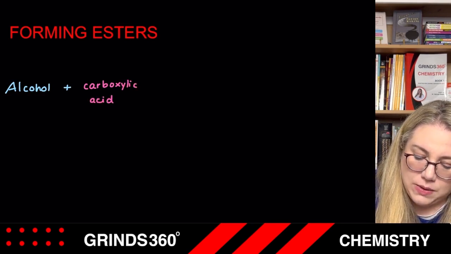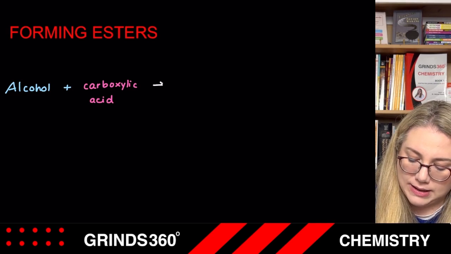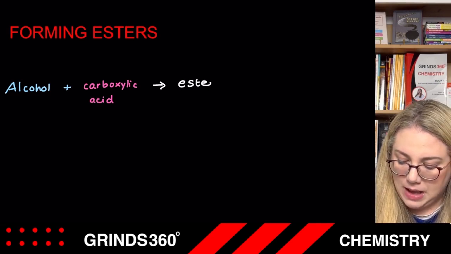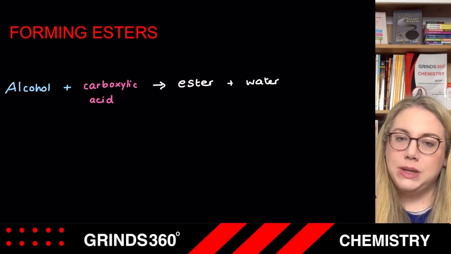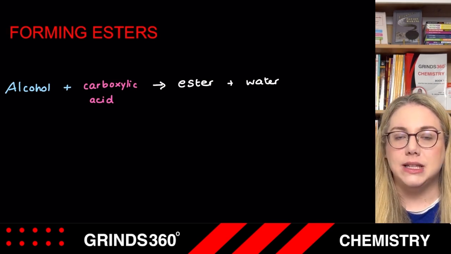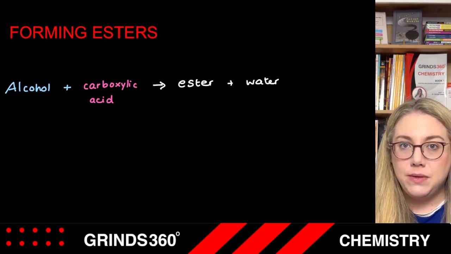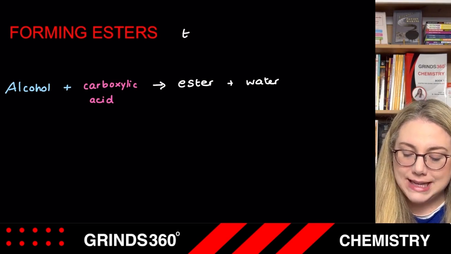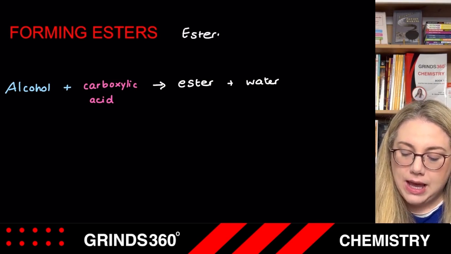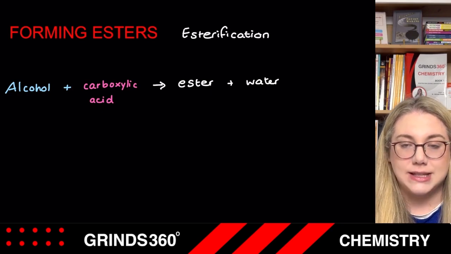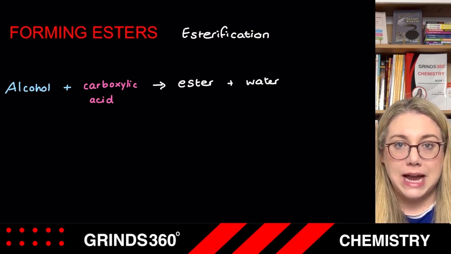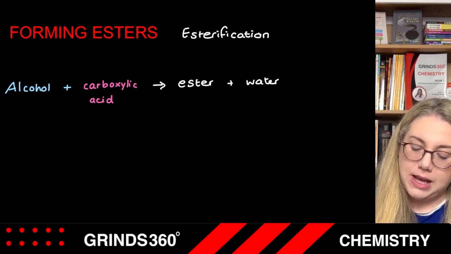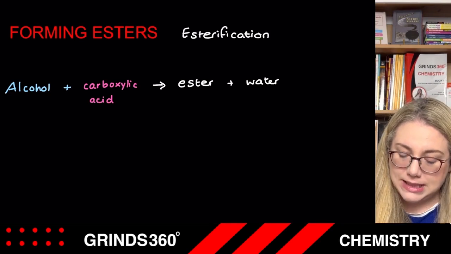And when the two of those combine, we form two products. We have an ester plus water. Now, any reaction between an alcohol and a carboxylic acid that forms an ester, the name of this type of reaction is called esterification. And we'll see esterification a little bit later when we cover addition reactions in organic synthesis. So esterification, that's the name of the reaction when you form an ester. And the reverse will be hydrolysis, but we'll see that later.